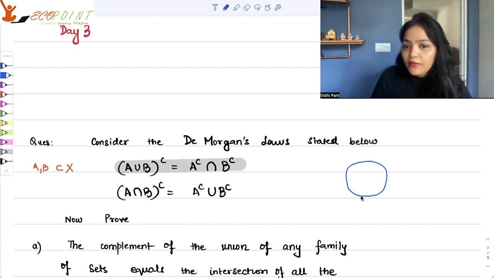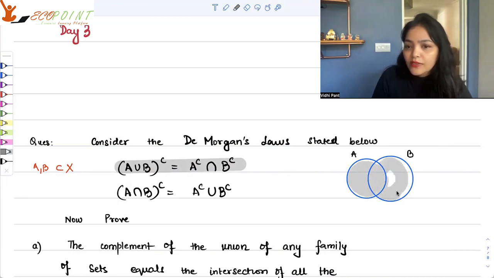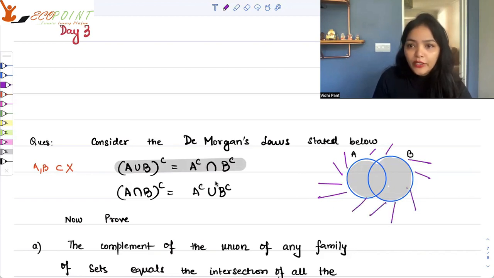It's something that you can even visualize on a Venn diagram. So suppose this is A and B. A union B would essentially be everything that is covered within these two circles, right? Now, what is the complement of that? Everything that is outside is the complement. What are we talking about? We're equating it to A complement intersection B complement.